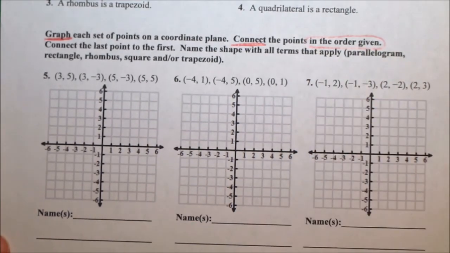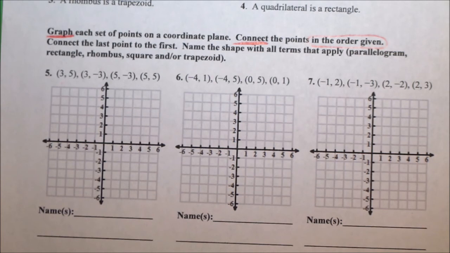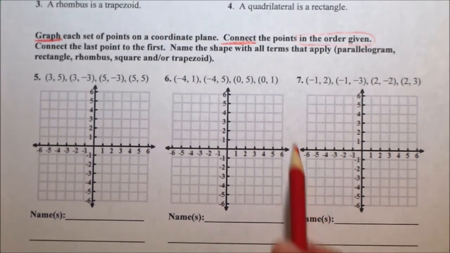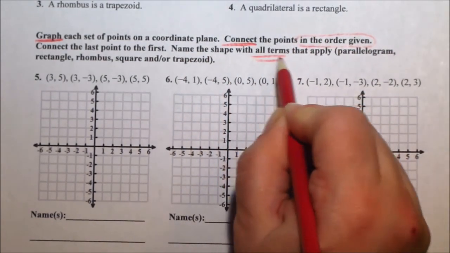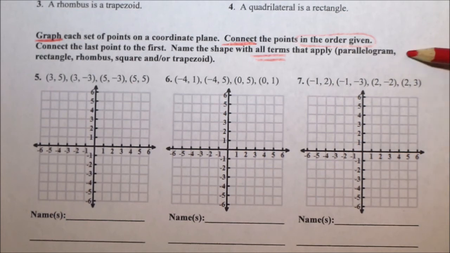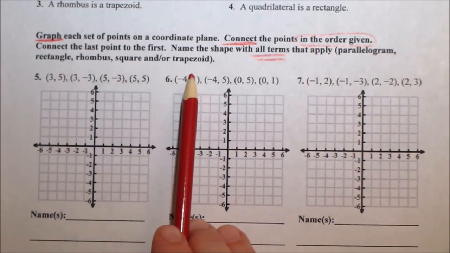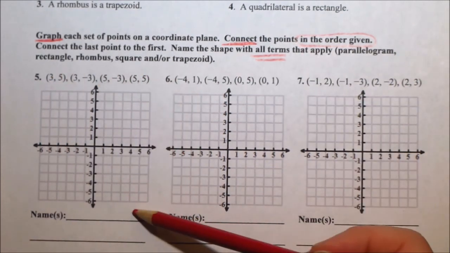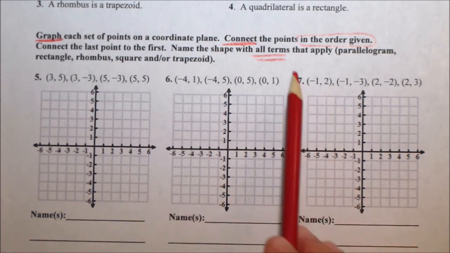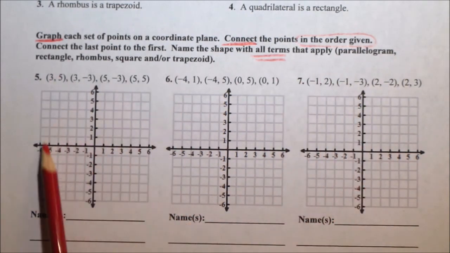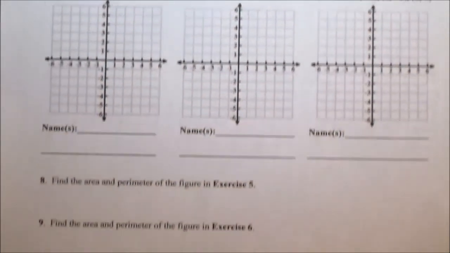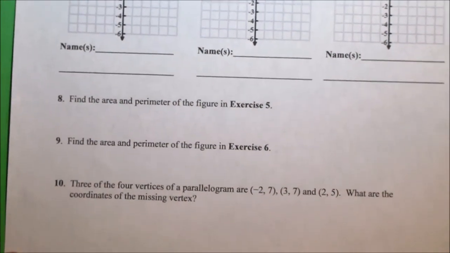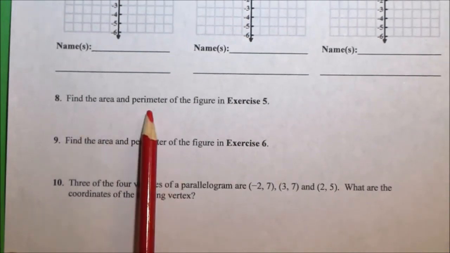Now, connect the last point to the first point. That means close your shape. All right? This is a nice, fun little connect the dots game. All right? Okay, now, name the shape with all the terms that apply. Parallelogram, rectangle, rhombus, square, and or trapezoid. So down here is where you'll name all the possible terms that the shape you plot here could possibly apply to it.